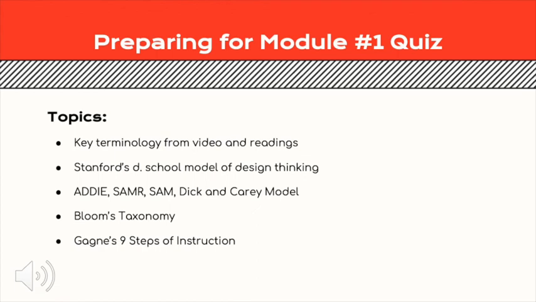After your module readings have been completed and you have explored all the resources, please take the Module 1 quiz. The content of the quiz includes content from the first 2 chapters of your course text, key terminology from the video and from readings, Stanford's d.school Model of Design Thinking, ADDIE, SAMR, SAM, the Dick and Carey Model, Bloom's Taxonomy, and Gagne's 9 steps of instruction.